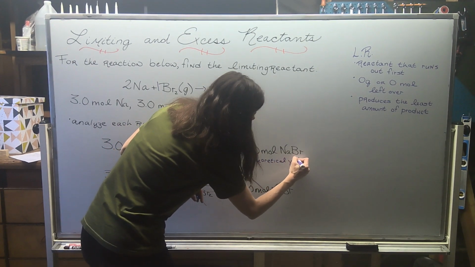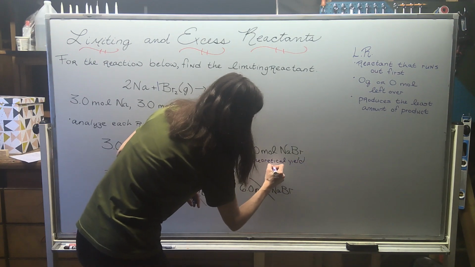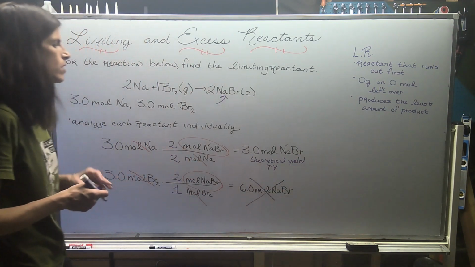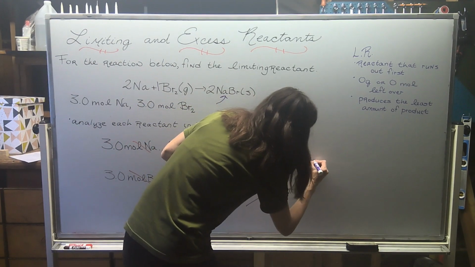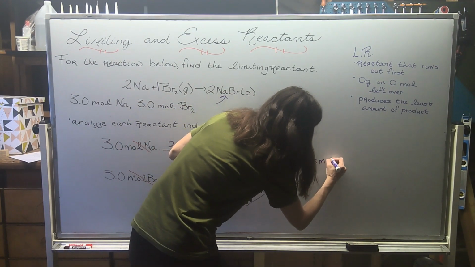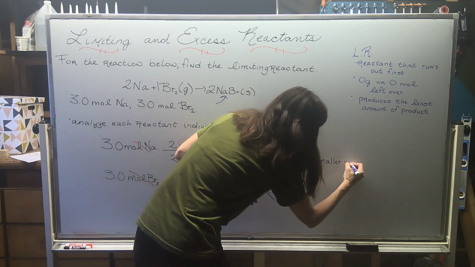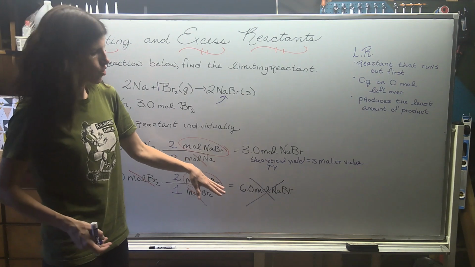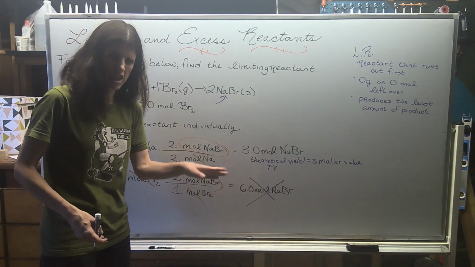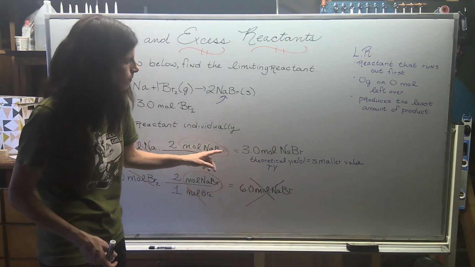And I'm going to do TY for short in the future. So the smaller number is associated with your theoretical yield. You're going to cross out the larger one, so you're not even looking at it, not even thinking about it.